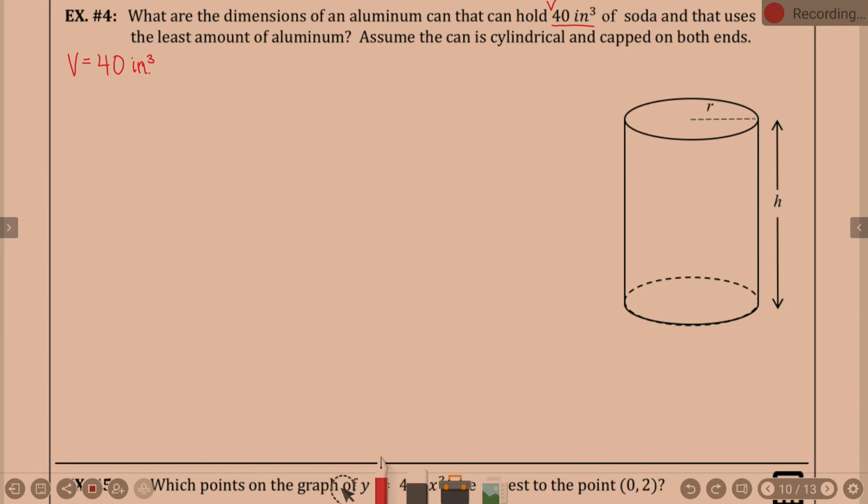Now, the other thing is, what is it we're trying to maximize, minimize? We want the least, we're trying to minimize, the least amount of aluminum. So we want the least amount of aluminum. What is that?